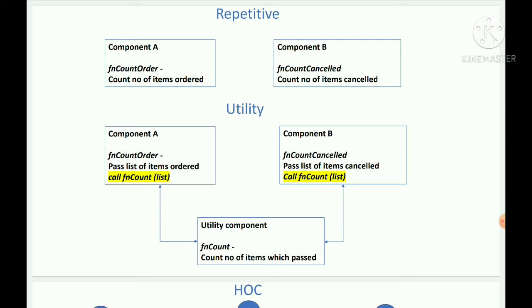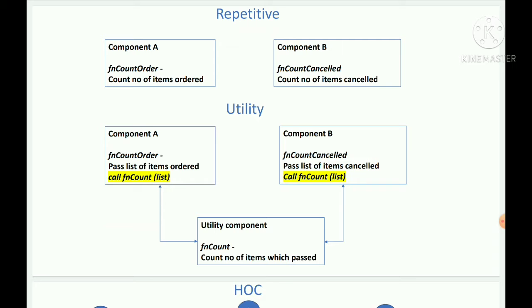Here is the traditional way: we have two components, component A and component B. Component A is counting orders, and component B is counting cancelled items. For these two we write separate code, even though both are doing the same kind of counting logic, so we write two different functions.